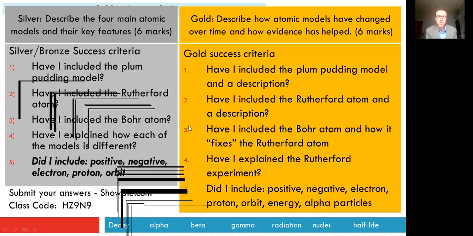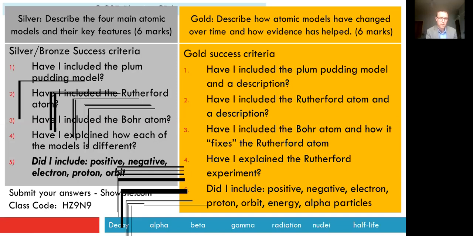Okay, so if you are a combined foundation student, then I'd like you to try to do the silver 6-mark question, which is there. Describe the 4 main atomic models and their key features. If you're a combined higher or a triple student, have a go at the gold question. It's up there. Describe how atomic models have changed over time and how evidence has helped. Okay, you can go for 6 points or you can go for more.